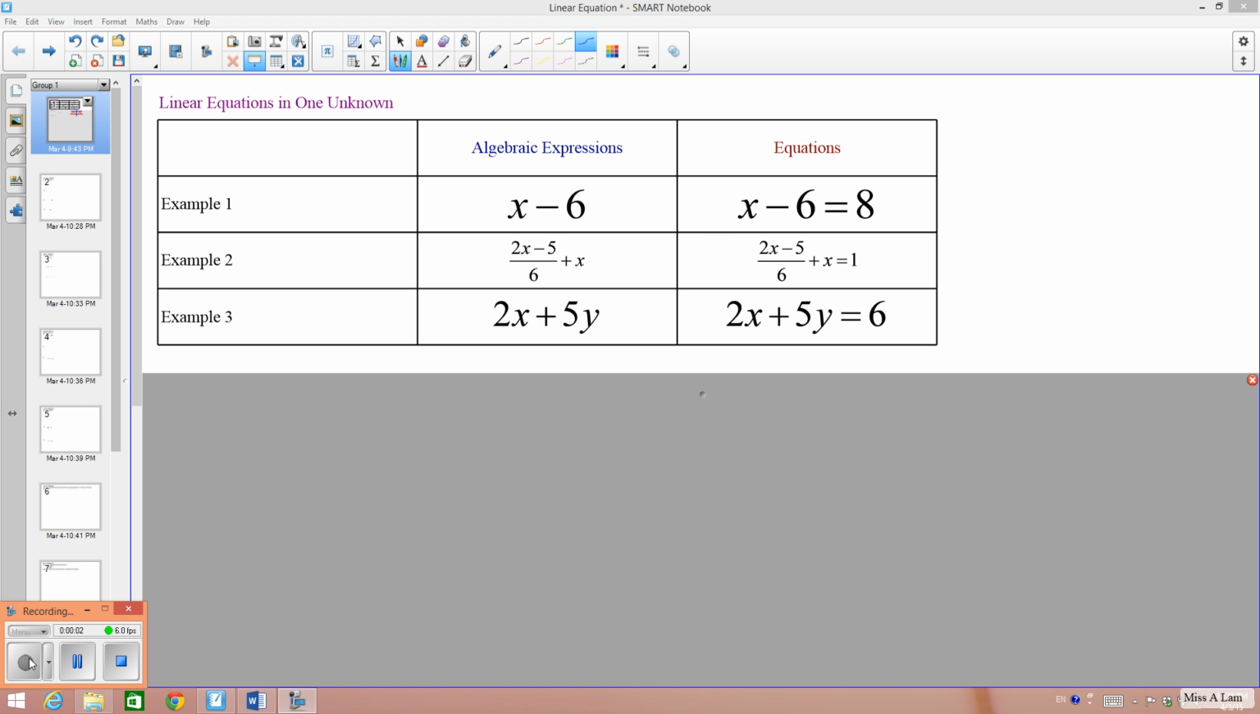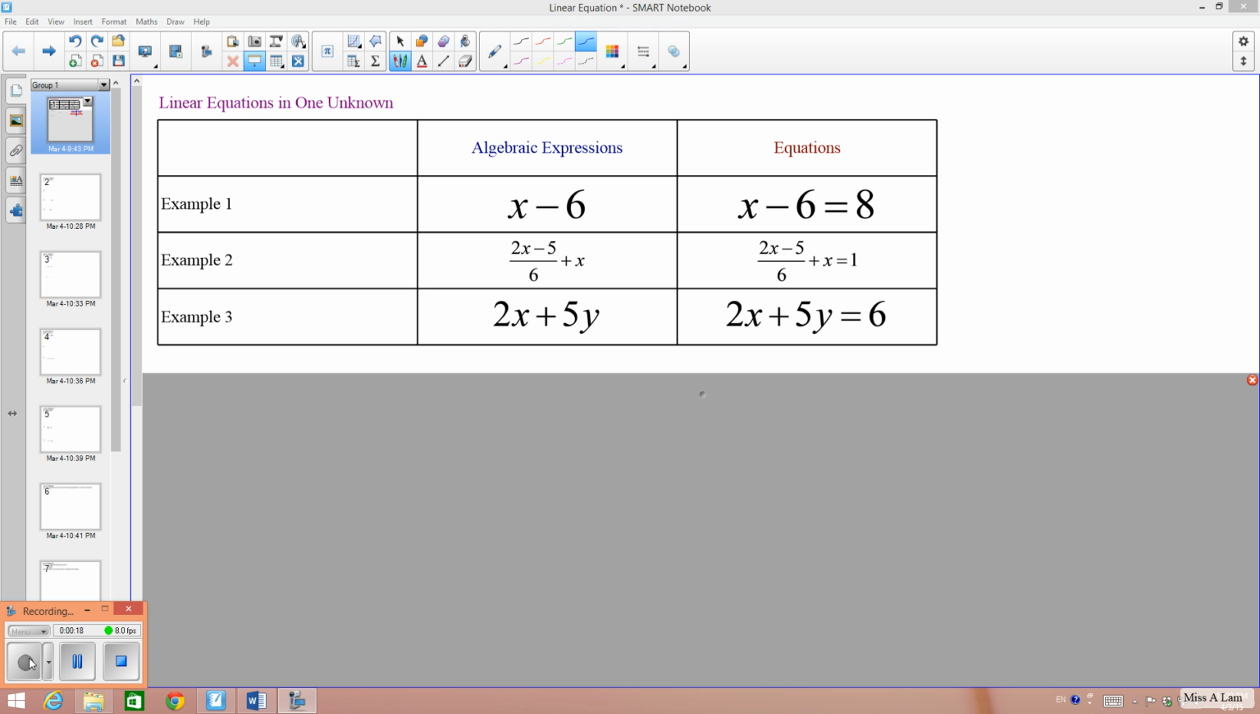Hello. This time we will talk about linear equations in one unknown. Before we talk about the techniques in solving equations, let's look at the table here.